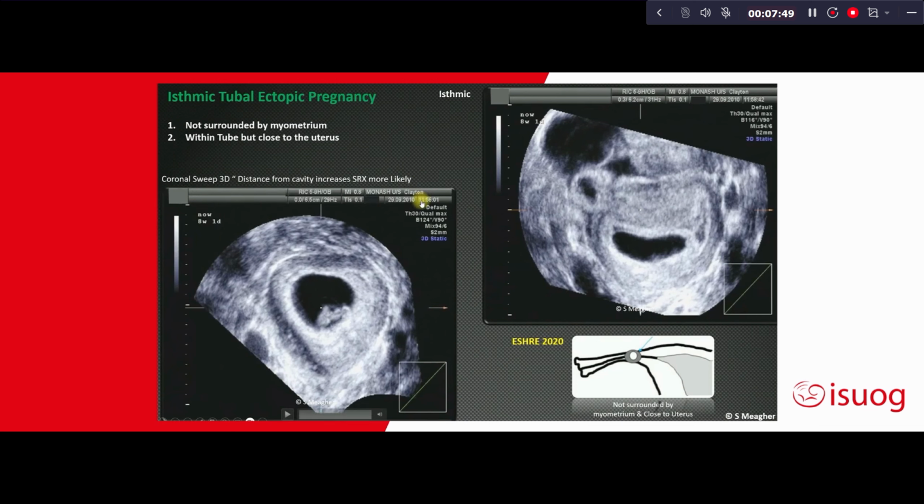Then moving further along the fallopian tube is the isthmic tubal ectopic pregnancy. In this case, there is no surrounding myometrium, unlike the partial and the complete interstitial, which I've just described.